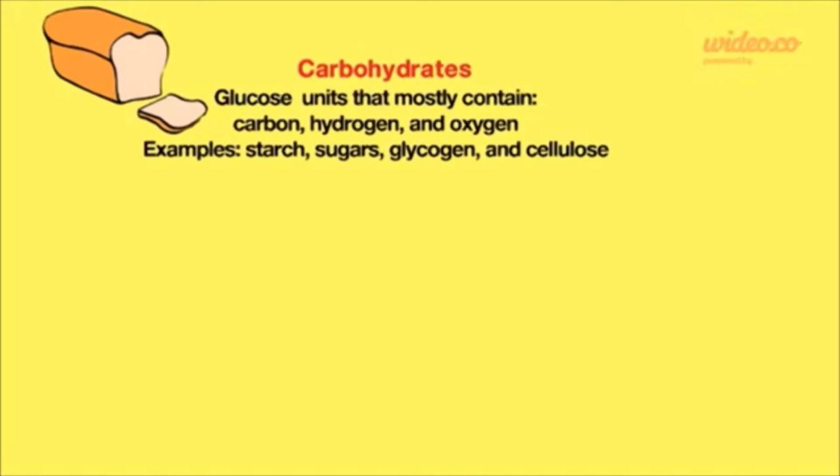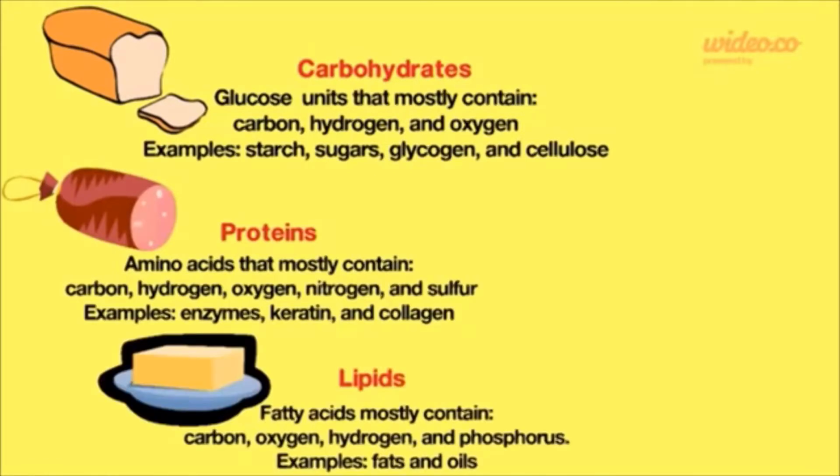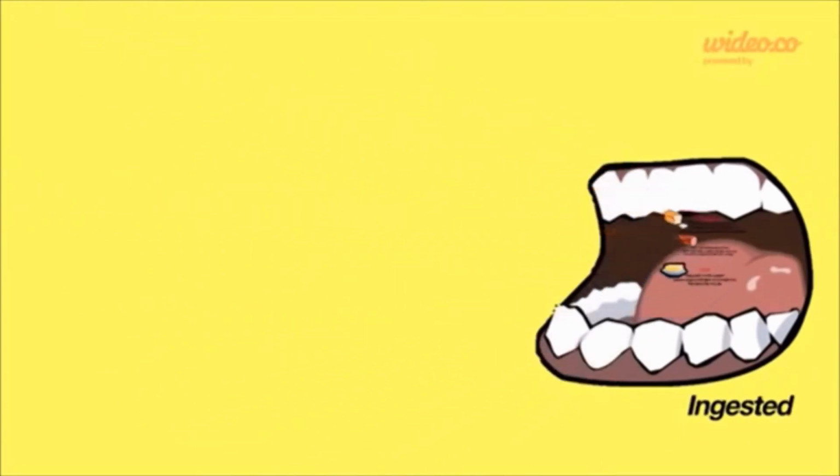The three main organic macromolecules are called carbohydrates, proteins, and lipids. They are not produced by the body, so it is essential to have them ingested. Ingestion is the act of taking in food or drink by the mouth.